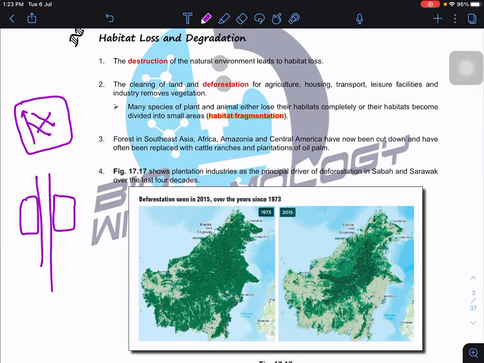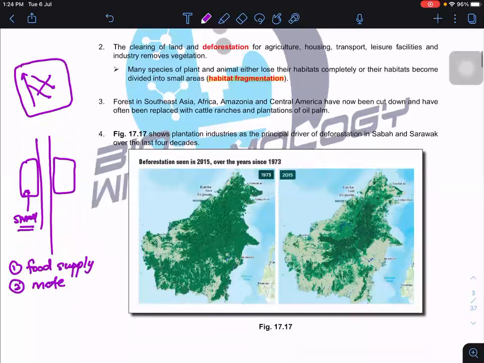a forest. So what will happen here is the area becomes small. What is the consequence when the area becomes small? First, food supply. Second, mate, how difficult it is for them to find a mate, and because the number of individuals is smaller, they may have inbreeding. Can you see that? Right, that is the consequence of habitat fragmentation.